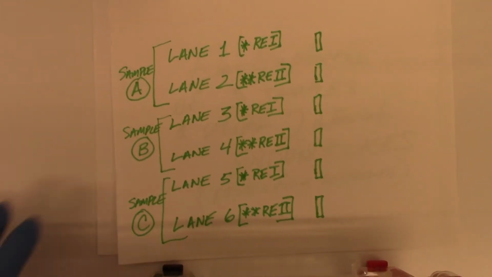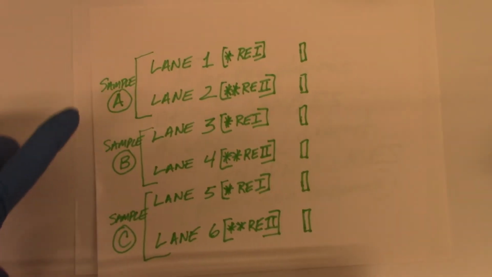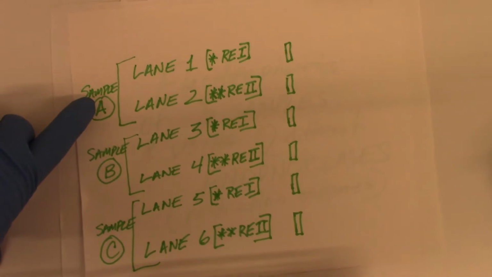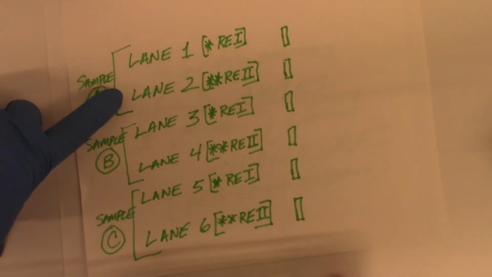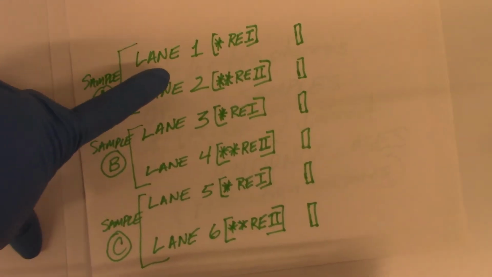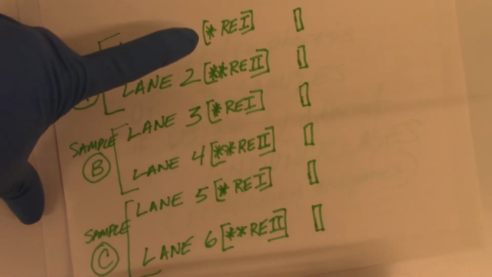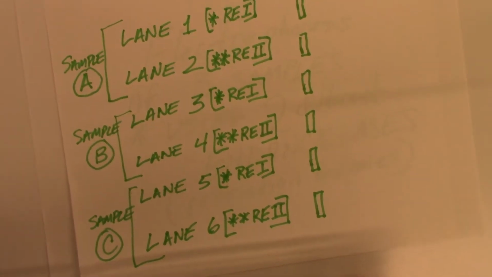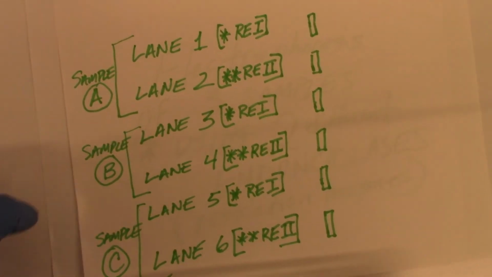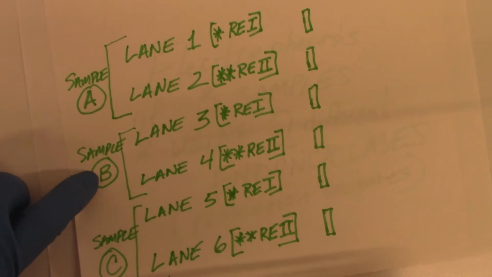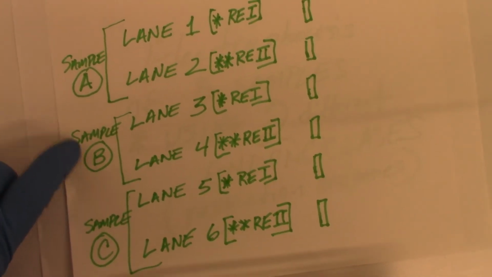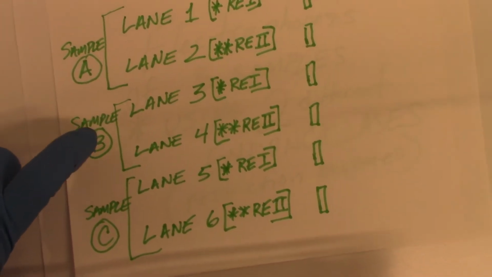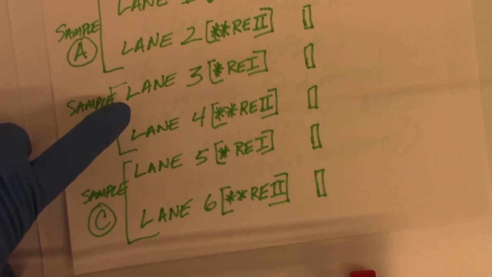is I've written out our first sample A is in lane number 1 and lane number 2. We're using restriction endonuclease number 1 and restriction enzyme number 2. Those are both on sample A. We'll treat sample B the same way. Again, our variable is the sample. Everything else gets treated the same way.